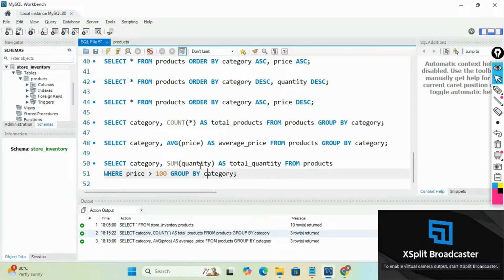So what are we doing? What is the aggregation function that we are using? Sum function, right? We are trying to sum up the values of quantity. Okay, we are going to sum up the values of quantity. Correct. So let me execute it.